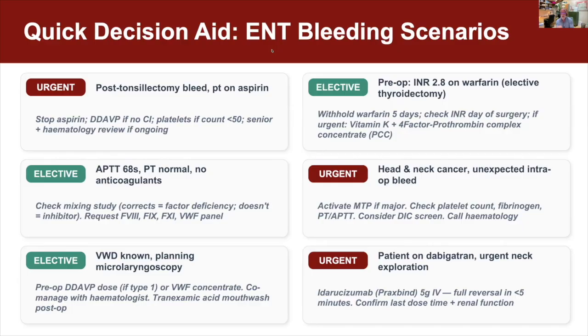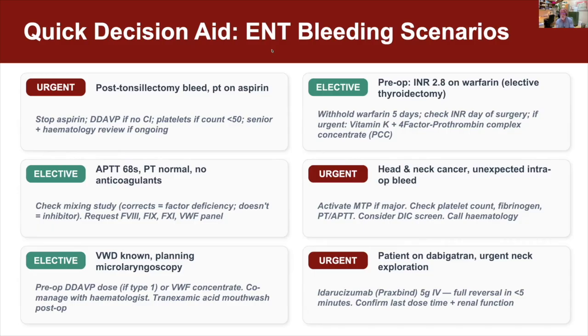In an elective patient with an APTT prolonged at 68 seconds, the prothrombin time is normal. So the intrinsic pathway is affected, the extrinsic seems to be okay. They're not on anticoagulants. Do a mixing study. Ask the lab for a mixing study, adding normal plasma. If it corrects, it means there's a factor deficiency. If it doesn't correct, it means there's an inhibitor. Again, discuss with hematology.